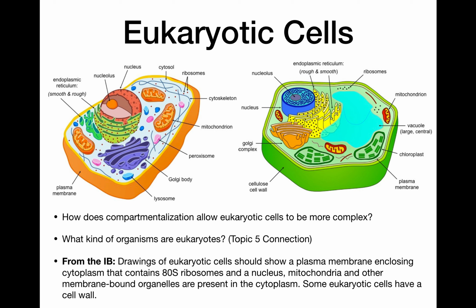Now, eukaryotic cells are more complex and they are compartmentalized. They have compartmentalization. That's the word the IB wants you to use. So take a minute and look at these two diagrams of eukaryotic cells and discuss with yourself, with your partner, with your cat, with whoever, how does compartmentalization allow eukaryotic cells to be more complex?